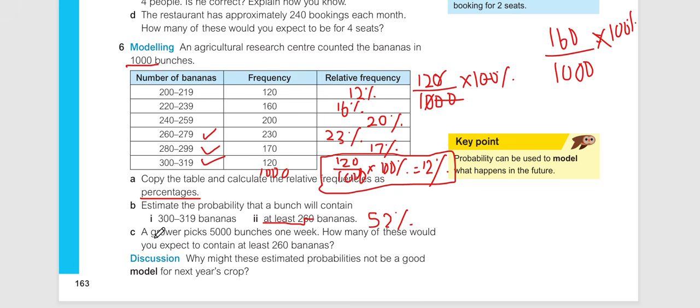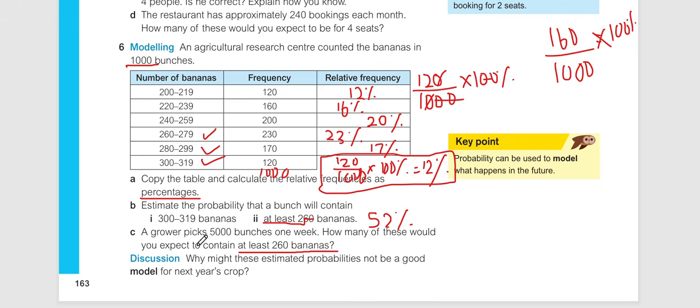Now next one. Part C. A grower picks 5,000 bunches 1 week. How many of these would you expect to contain at least 260 bananas? At least 260 bananas. Now again a tricky part. I'll give you 1 minute to find the answer for this.